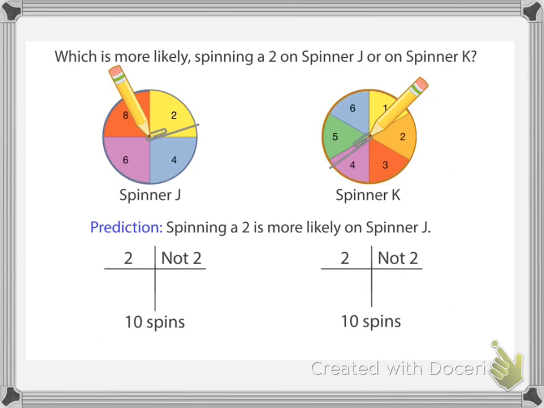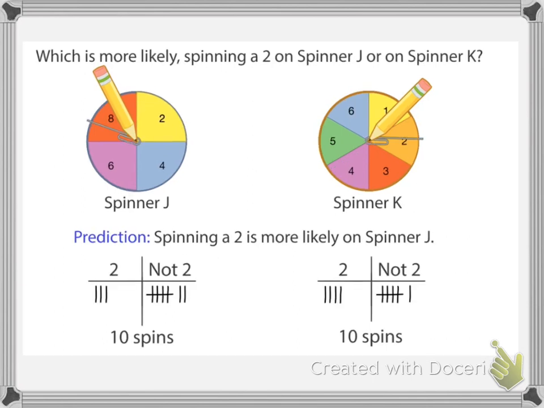Now that we've made a prediction, we need to test our prediction by doing an experiment. So we have the 2 spinners, and we can spin them the same number of times. In this case, we'll spin them 10 times each, and then we can collect the data using the tally charts. So we can see one side of the tally chart says 2, the other side says not 2. So anytime we spin a 2, we would put our tally over here, and when we spin not 2, it would go over on the not 2 side for both of the spinners.